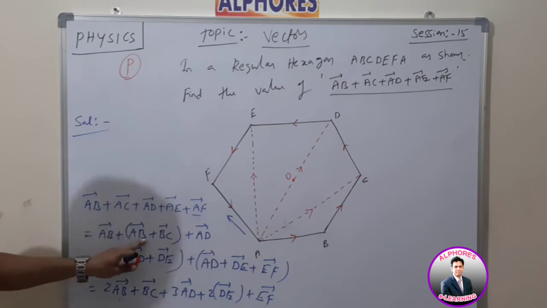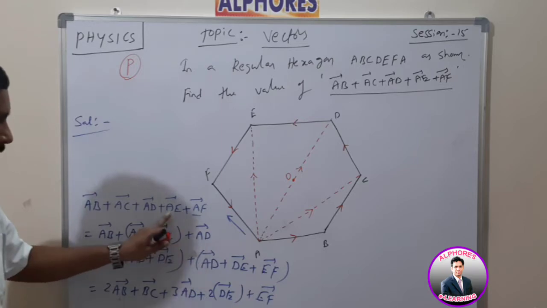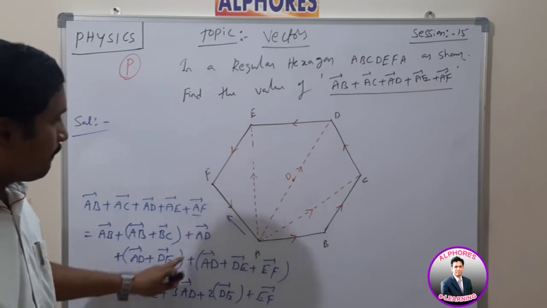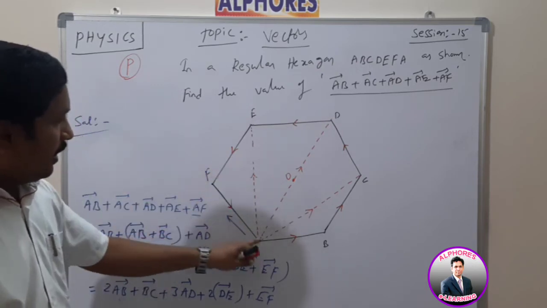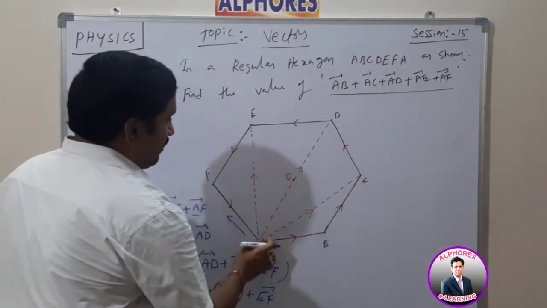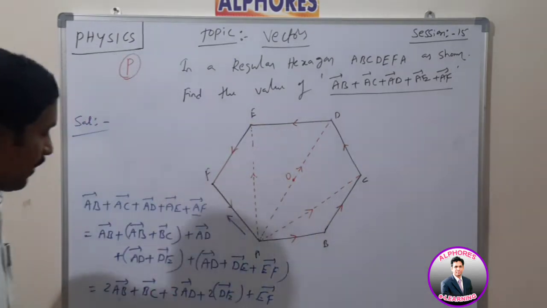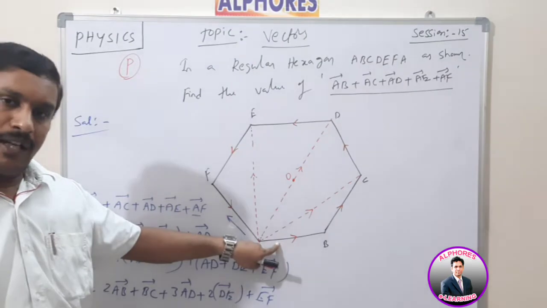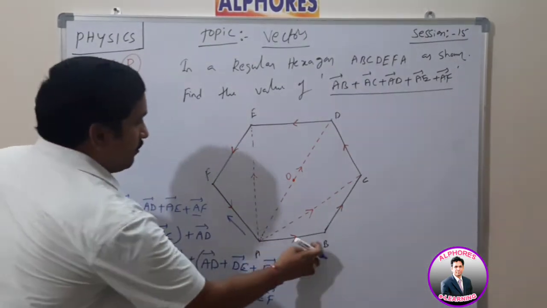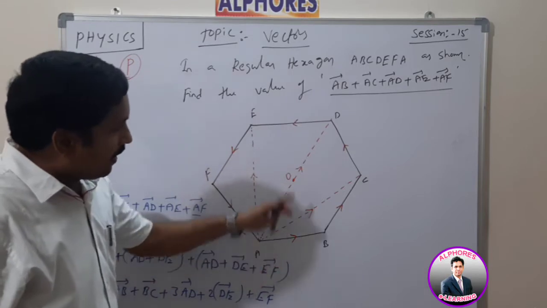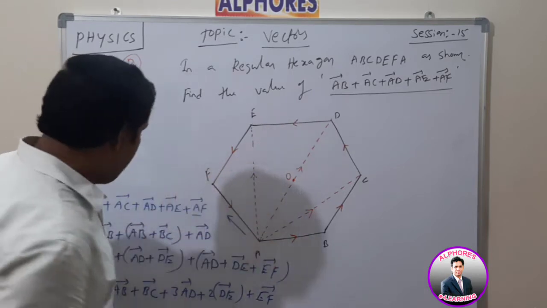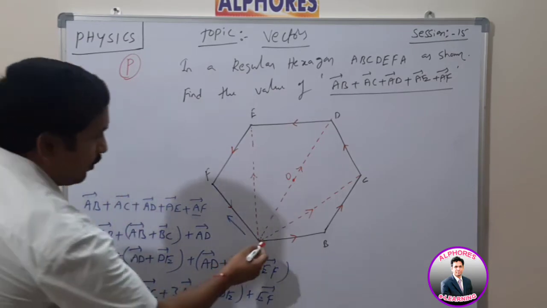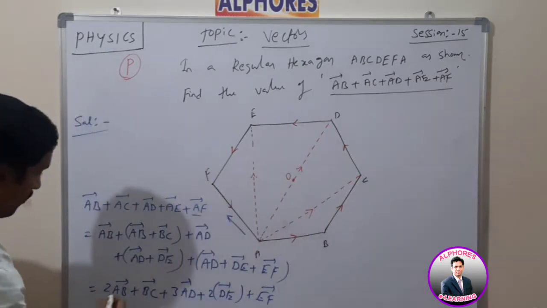So this total expression, written in the form of AB bar plus AC bar, is nothing but AB bar, the sum of AB bar and BC bar, and again AD bar, and AE bar is the sum of AD and DE, that means AD bar plus DE bar, and this AF bar can be written by taking the polygon law of addition of vectors like AD bar plus DE bar plus EF bar. Now what is the cancellation of vectors? Because it is a regular hexagon, each and every side has equal magnitude. That means AB is equal to minus DE, because both have the same magnitude in opposite sense. This 2AB and 2DE have the same magnitude in opposite direction, so both will cancel together.